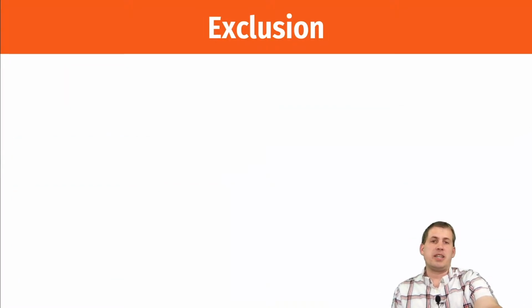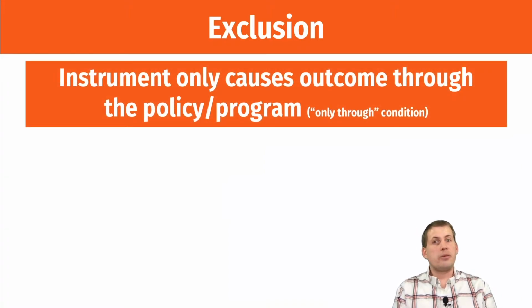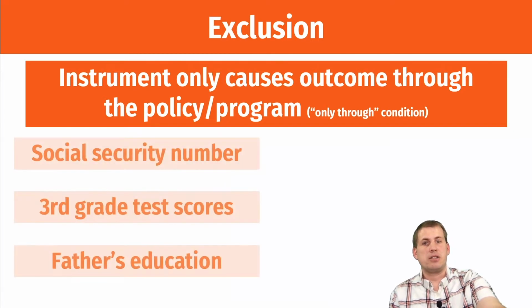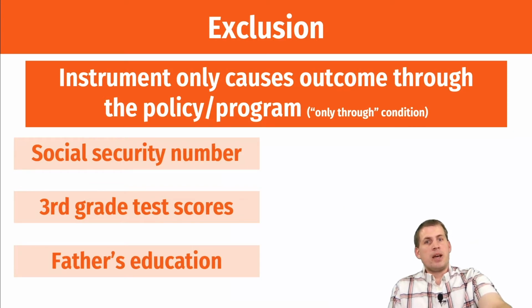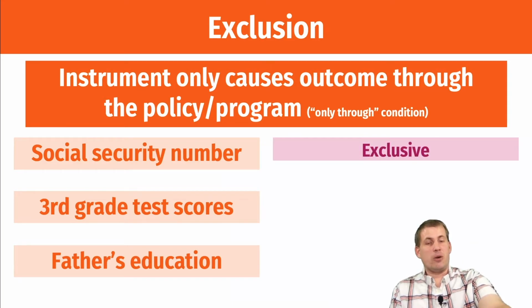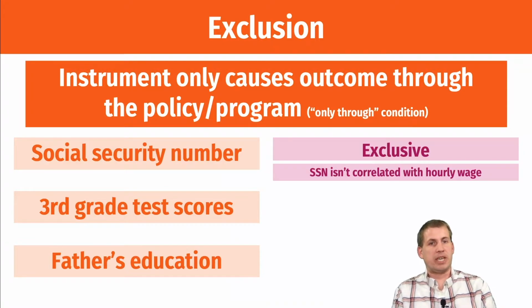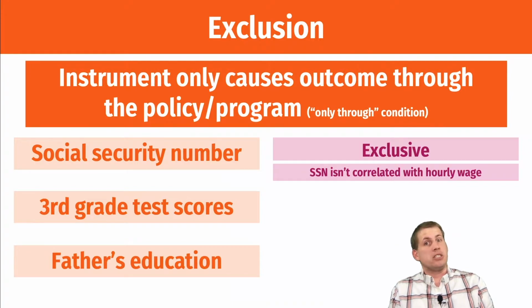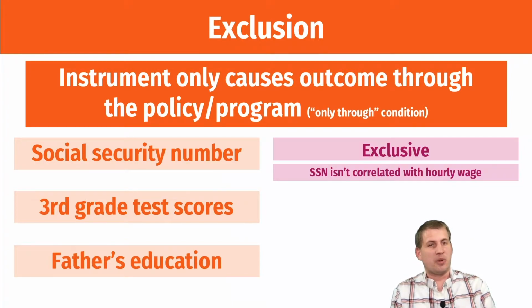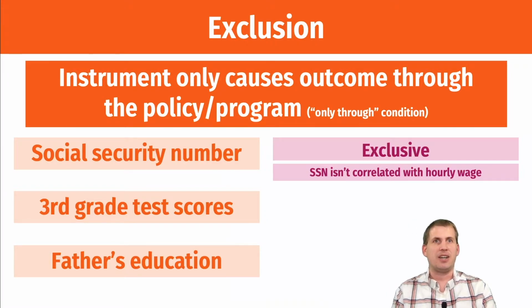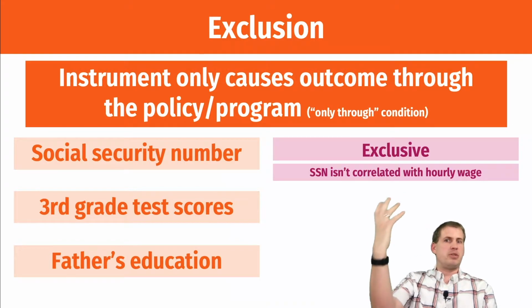The next thing we want to look at is exclusion. So this is the only through condition, where the instrument only causes the outcome, or wages, because of education, because of the policy. So if we look at these three potential instruments again, we have our Social Security number. Does that only cause your wages because of education? Potentially. This is where it's tricky. We already said that there's no relevancy. The Social Security number does not cause you to get more education, but we could pretend it does.